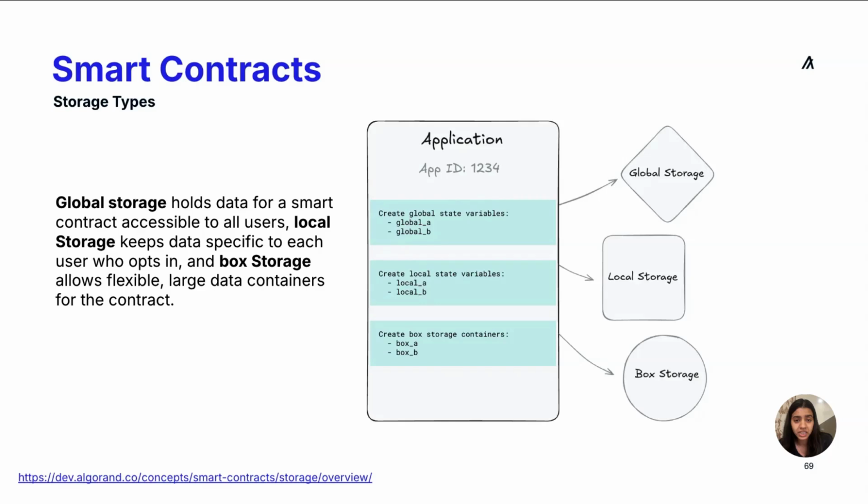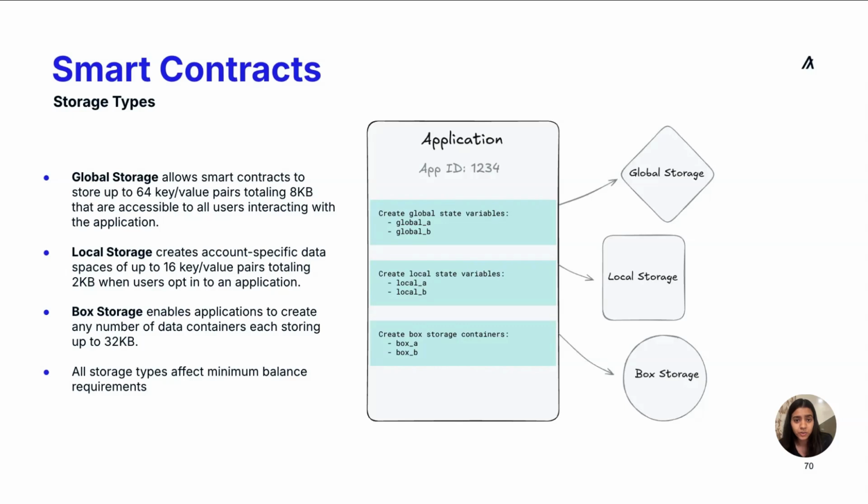Let's talk about where your smart contract can actually store data. There are 3 different types of storage: global storage, which is accessible to all the users; local storage, which keeps data specific to each user who opts in; and box storage, which allows flexible, large data containers for the contract. All these different storages serve a different purpose.